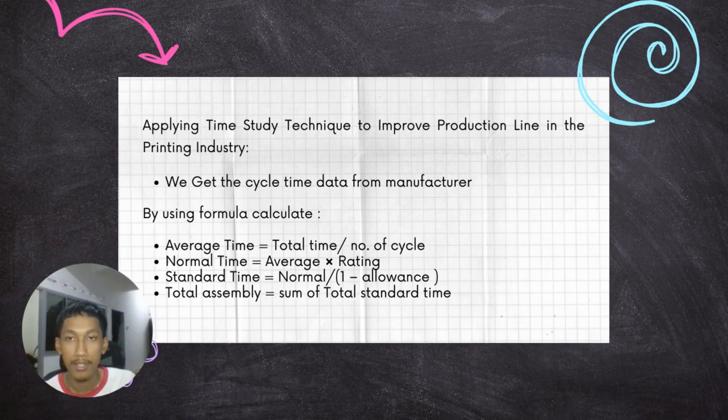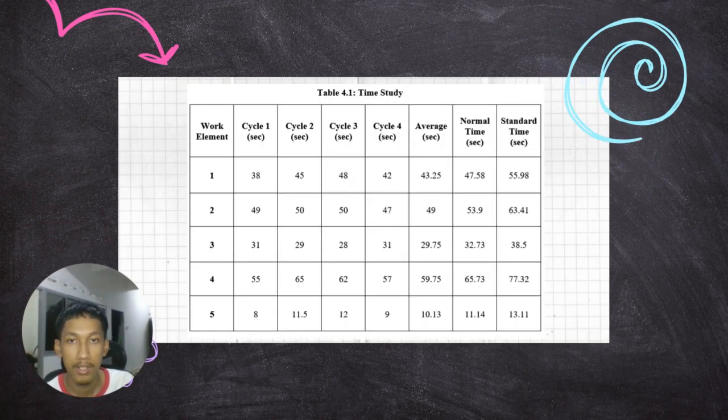Moving on to the next slide, applying time study technique to improve the production line in the printing industry. We get the cycle time data from the manufacturer. For this case study, we're using formulas to calculate the average time, normal time, standard time, and total assembly. So this is the table of the time study by using the data and values that we obtained from the previous formula that I just showed.